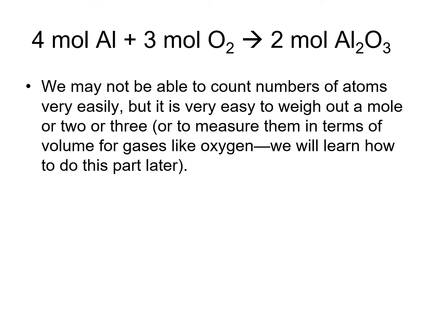On the atomic level, aluminum and oxygen are reacting in individual atoms, or in the case of oxygen as a diatomic molecule, but we can't see that going on. Those atoms and molecules are way too small, and they're way too numerous to count. So we may not be able to count those atoms very easily, but we can easily weigh out a mole or 2 or 3 or 4. All we have to do is look up those molar masses on the periodic table and add them up.